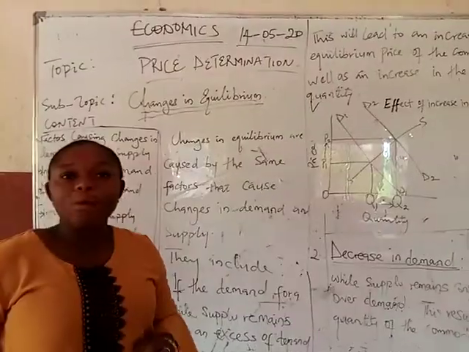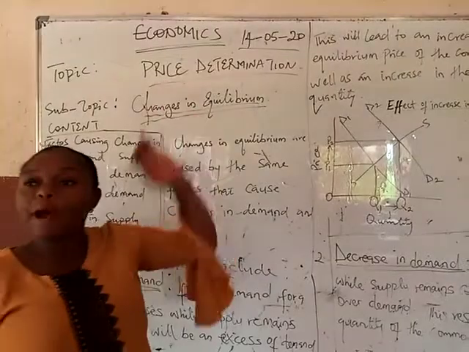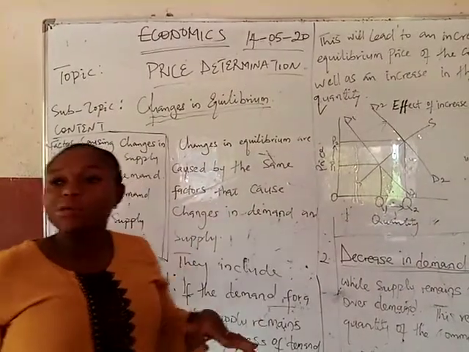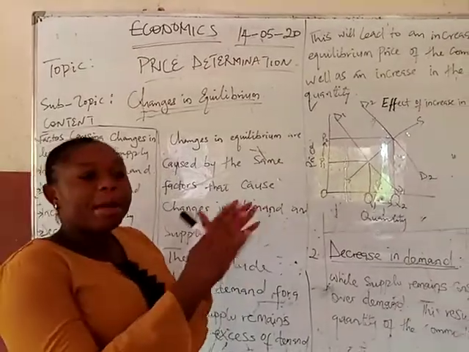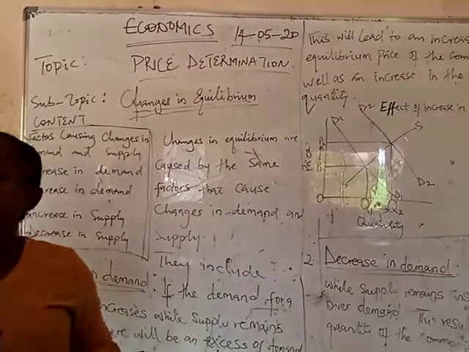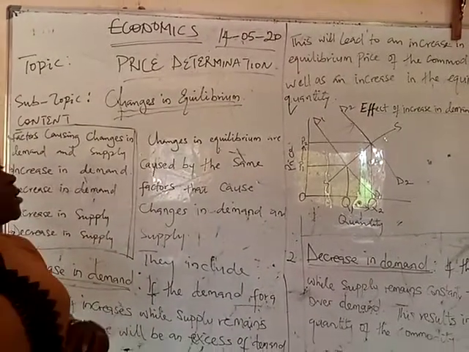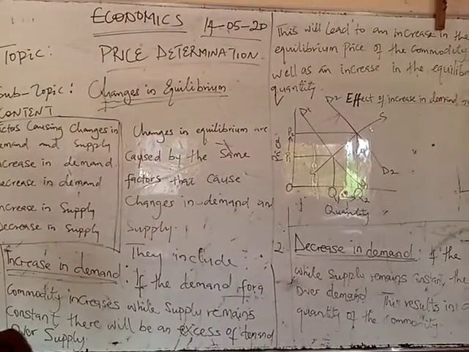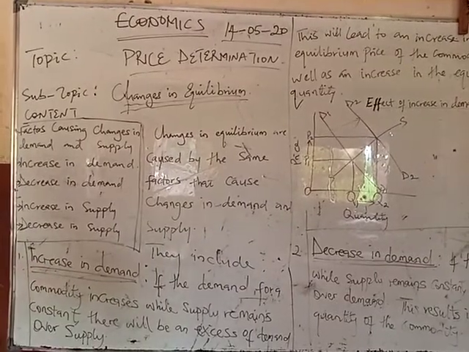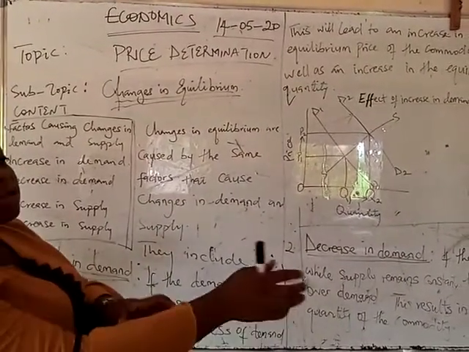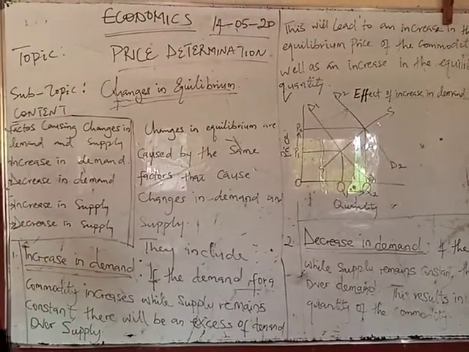The last time we met, we talked about how price is determined in an imperfect market. That is the market that we see everywhere, for example, our main market in Nnewi, Ubo market, and so on and so forth. All these markets in your streets are what we refer to as an imperfect market, where forces of demand and supply are used to determine the price of a commodity.